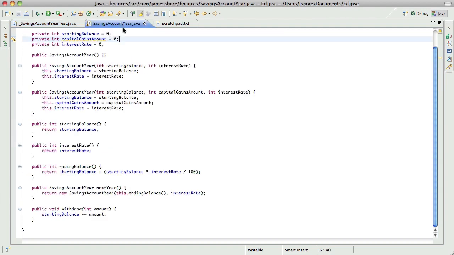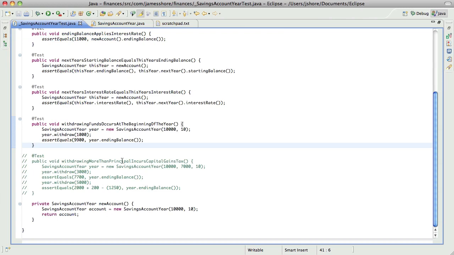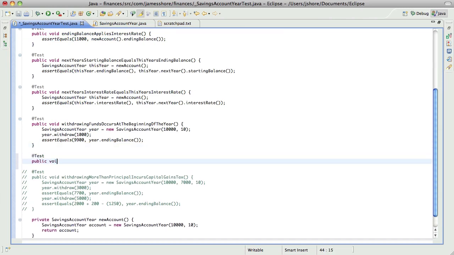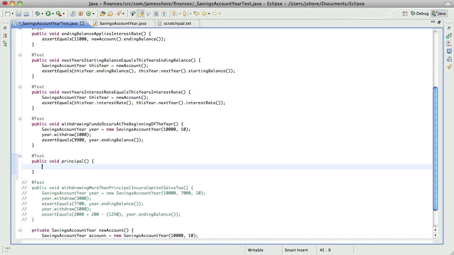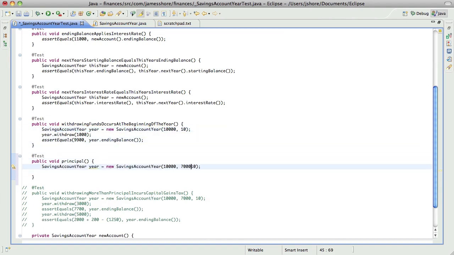Okay, so we have passing tests. I think it might be interesting just to ask the question of how much of this amount is principal and how much is capital gains. So let's start with that. That's principal. And principal. So if we put $7,000 principal or capital gains, then the principal amount should be pretty straightforward.